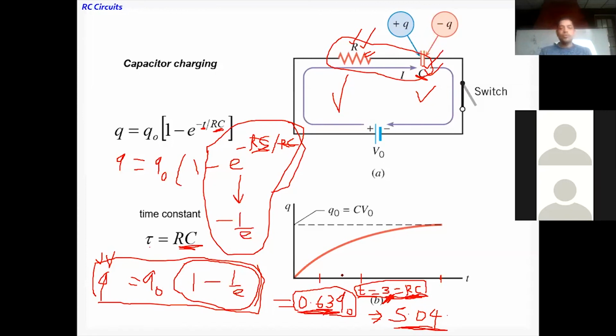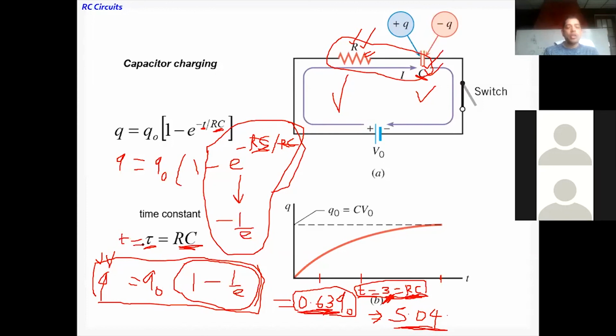Yes. I have a question. Sure. So is RC only equal to T at that specific point, or is it always equal to T? No, this is tau. This is not T, this is tau. Oh, T equals tau. Okay. This is a very good question.